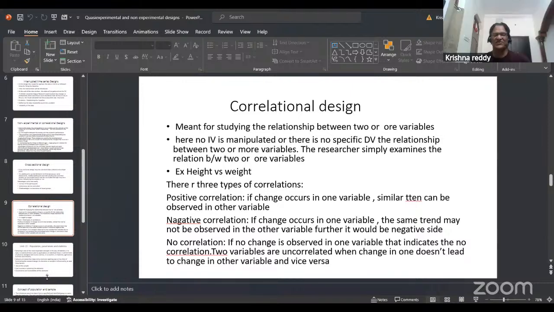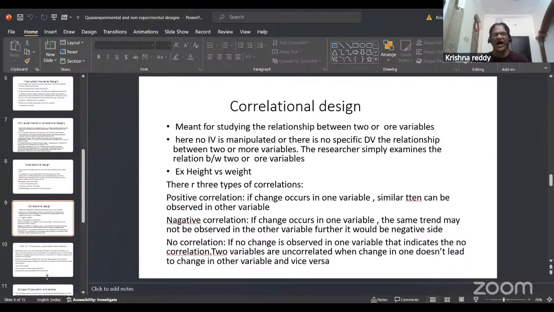Meant for studying the relationship between two or more variables, we can use this correlational design. Here, no independent variable is manipulated, and there is no specific dependent variable. The relationship between two or more variables can be studied. You cannot say this is the independent variable or this is the dependent variable, but two or more variables can be compared for how they are correlated with respect to certain things. So for correlation purposes, we are not considering whether a variable is independent or dependent, but what we want is two or more variables.